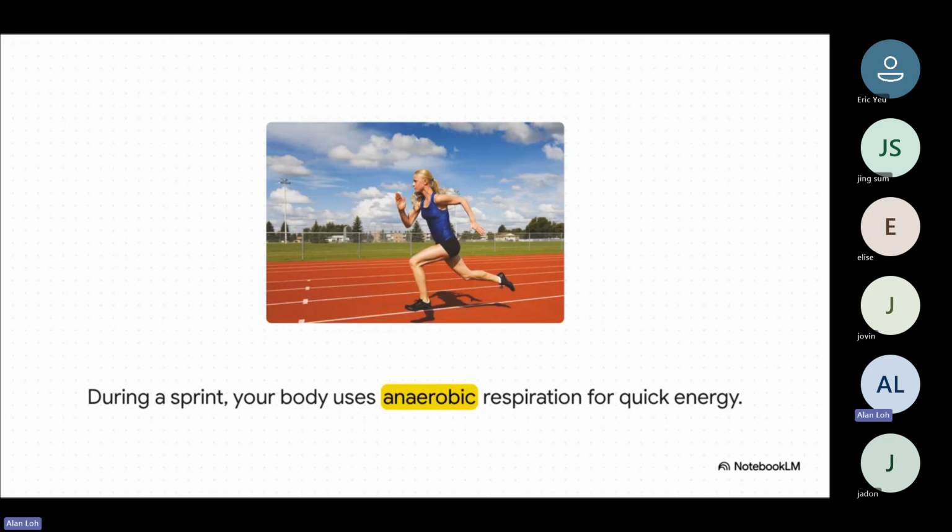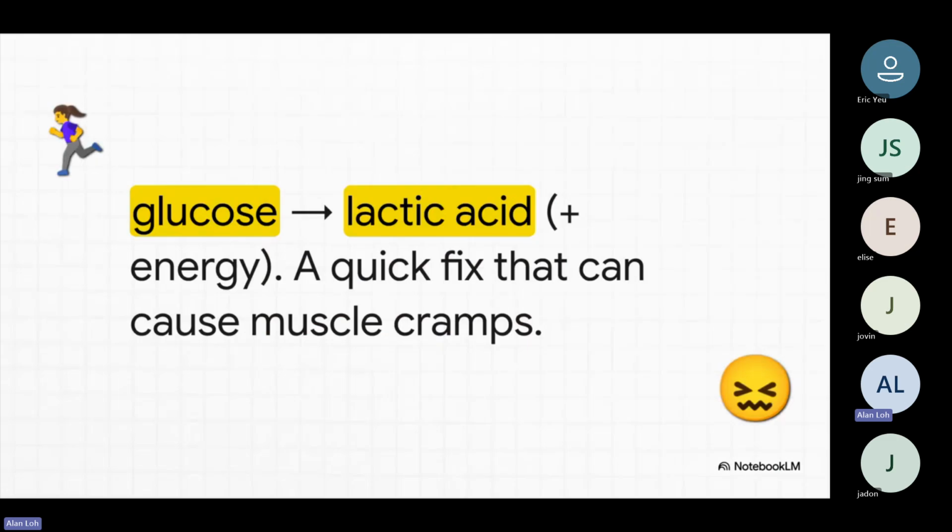To bridge that gap, your cells switch to a different process, anaerobic respiration, which just means respiration without oxygen. This reaction is way simpler. It's a quick and dirty solution. The body just partially breaks down glucose into something called lactic acid, and that releases a small but very immediate burst of energy. And hey, if you've ever felt that burning sensation in your muscles during a really hard workout, that's the lactic acid building up.